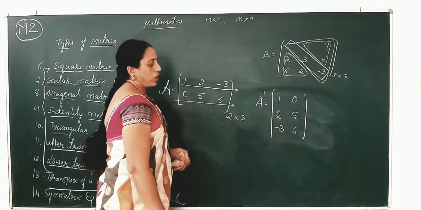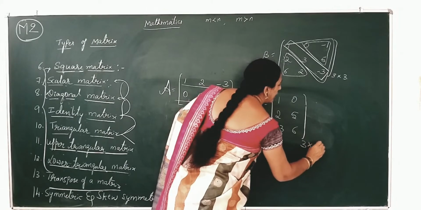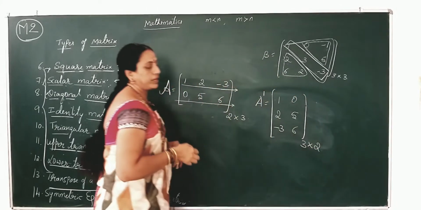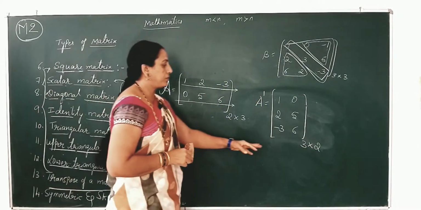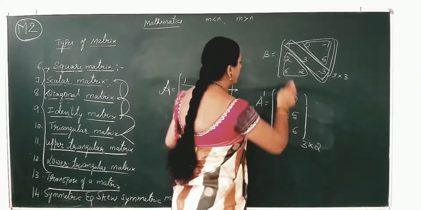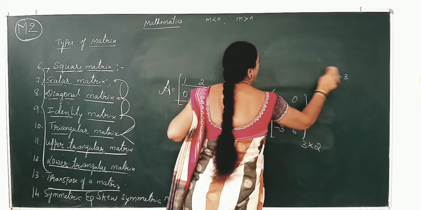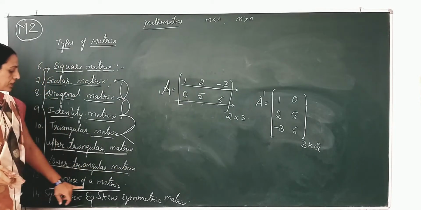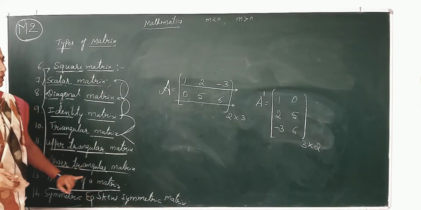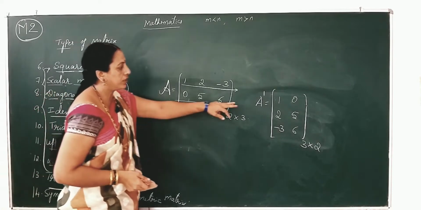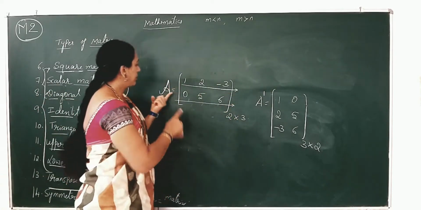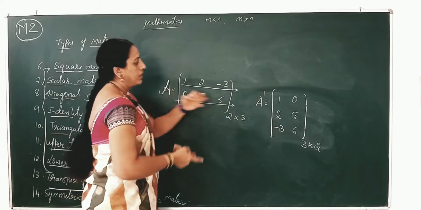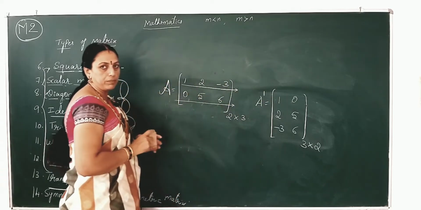So what about the order of the matrix? The number of rows is 3 and the number of columns is 2. Therefore the order of the matrix is 3 cross 2. Then such a matrix is called the transpose of a matrix. So writing it by interchanging like this is what we call the transpose. It's denoted by A dash. A is one of the matrices, and A dash is the transpose of the matrix.